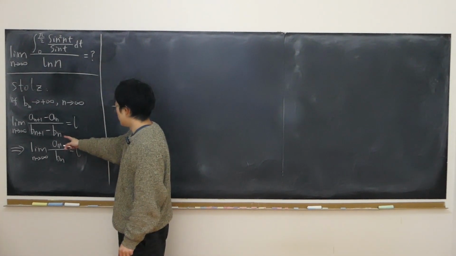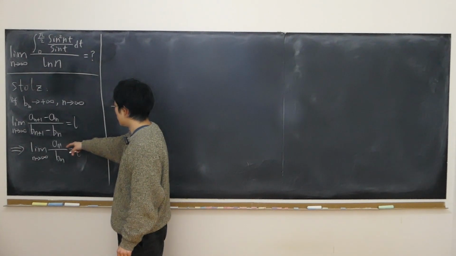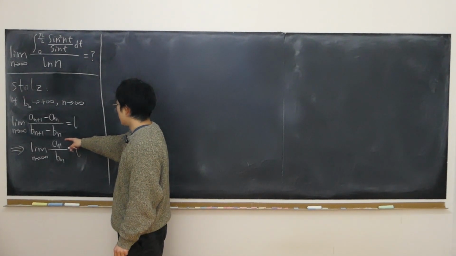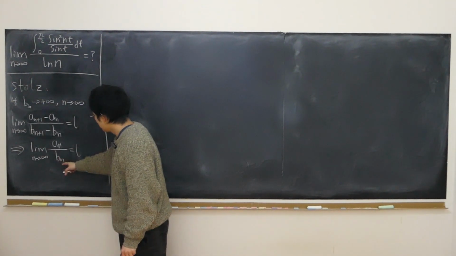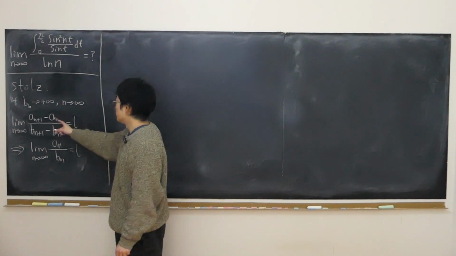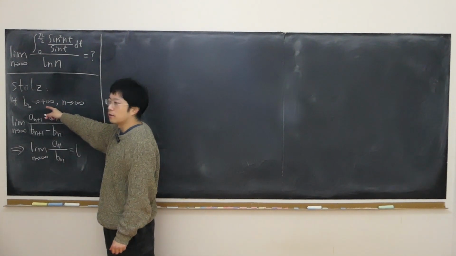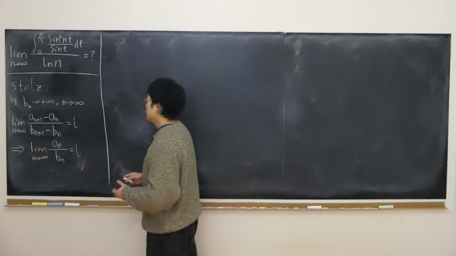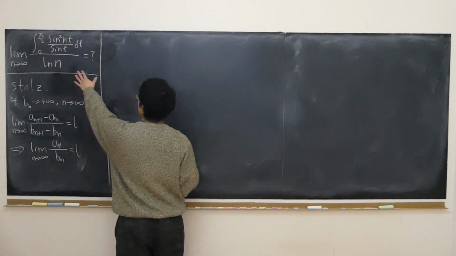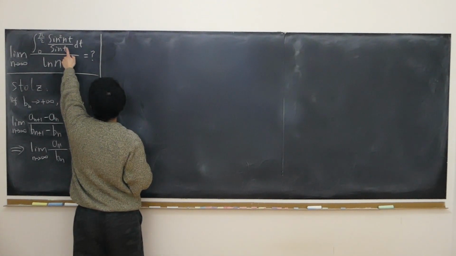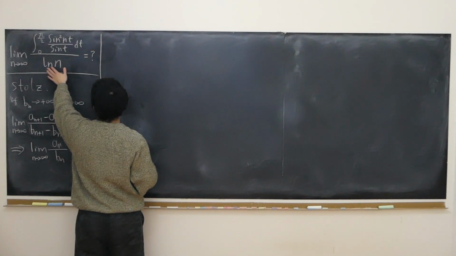It doesn't matter if an approaches infinity or not, or is just bounded or whatever. As long as the bottom approaches infinity, then it's good. Even if it's negative infinity, we just have to add a negative sign. So this is fine. I'm going to treat the top as an and the bottom as bn.